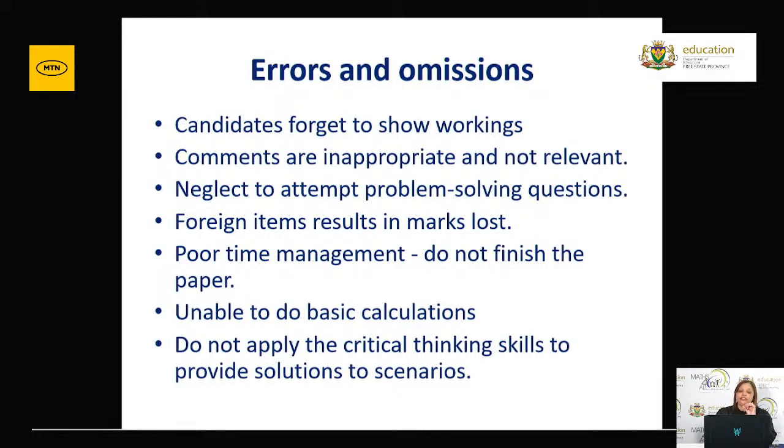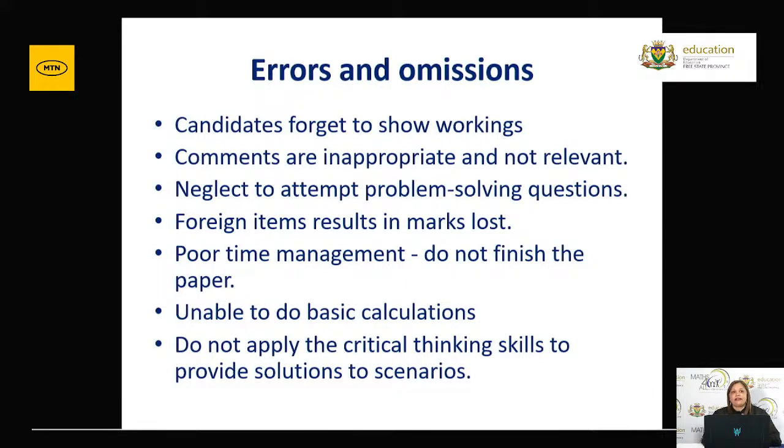Division of duties on its own will not give you 2 marks. Maybe 1 mark as a very basic answer, right? Sometimes you do not apply critical thinking skills to provide solutions to scenarios. Okay. You are given the problem.